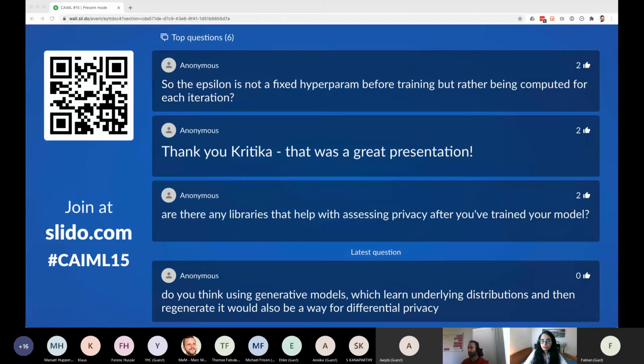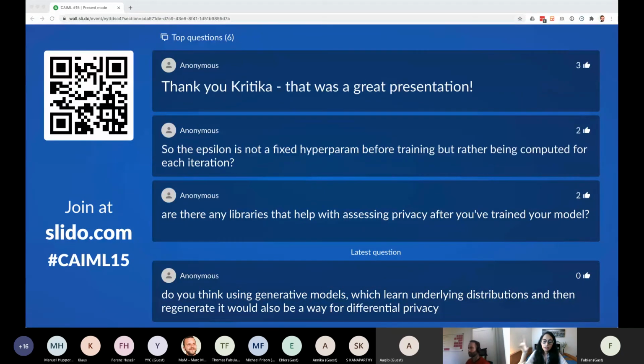So next question. The epsilon is not a fixed hyperparameter before training, but rather being computed for each iteration. What usually happens with epsilon, or a privacy budget, is that you pick a budget for the entire training process. You say that my entire training process should be under a budget of 10.5. Your training will happen and it will spend some fraction of that epsilon budget in each training loop. And it will only train until it reaches the privacy budget of 10.5 that you had specified. It won't train any further. So that's how it usually goes.